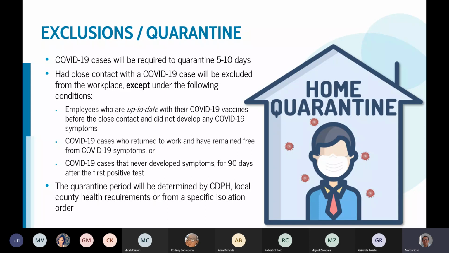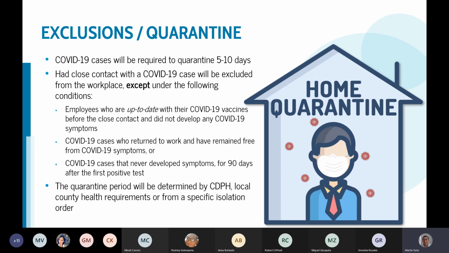Exclusions and quarantines. Okay, so COVID-19 cases will be required to quarantine for a minimum of 5 to 10 days. If you remember when the pandemic started in 2020, you were supposed to be excluded for 14 days and you weren't allowed back until you tested negative and you were free of all symptoms. And then last year it was 10 days. And now this year it's a minimum of 5 to 10 days. And we'll explain why these changes occurred.